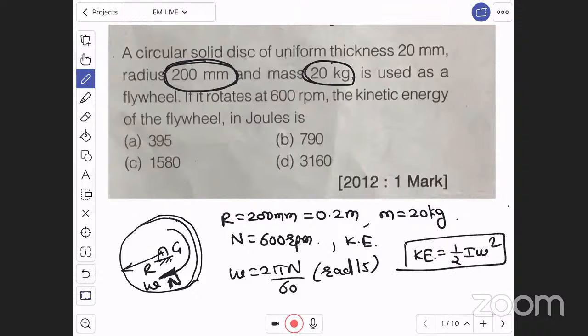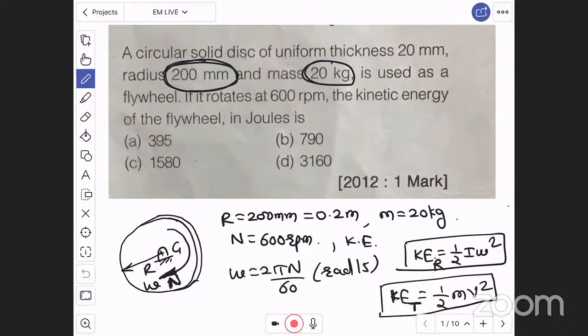You must know this. It is a very basic concept. Kinetic energy for rotational motion is 1/2 I omega square, and kinetic energy for linear motion, or we can say translation, is 1/2 mv square. These are very basic concepts from school level science.